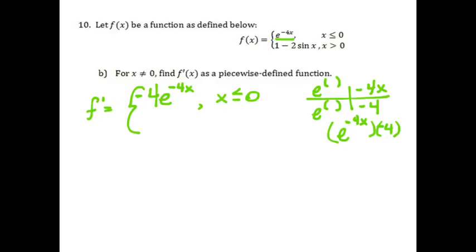Now for the second part of the function, we just need to use the constant rule and the derivative of sine, just one of the trig rules. No power rule, no product rule, no quotient, no chain. So the derivative of 1 is, of course, 0. And the derivative of negative 2 sine x is going to be negative 2 cosine x. And that is going to be true for x greater than 0. And so there you have f prime of x as a piecewise defined function.